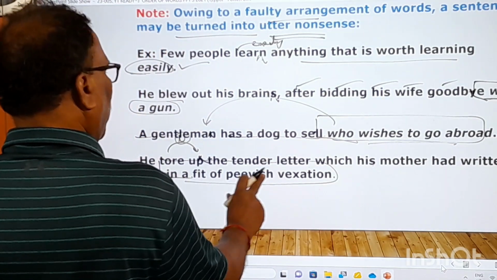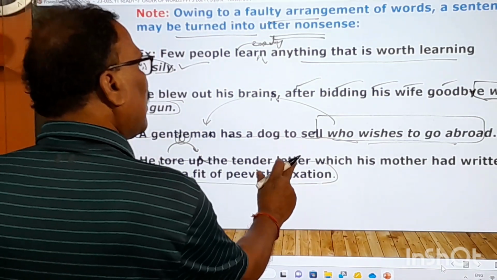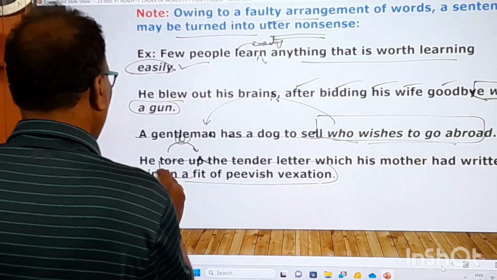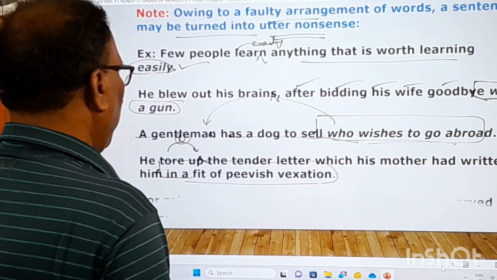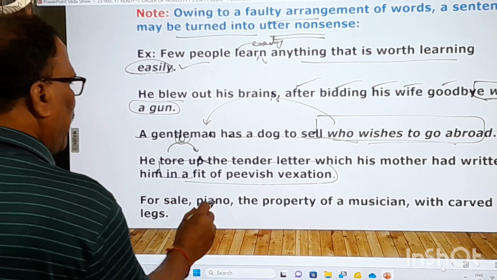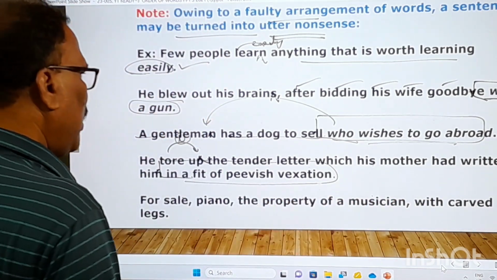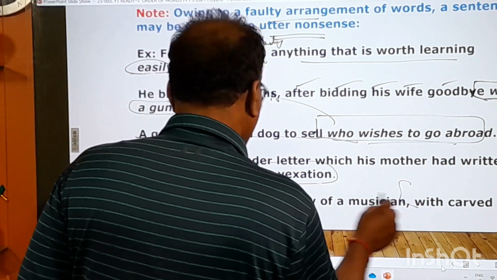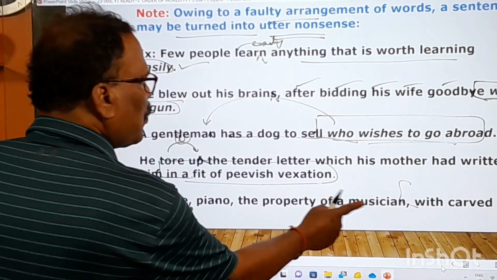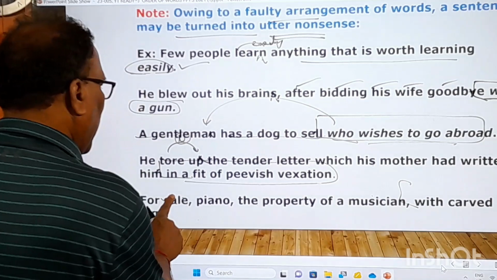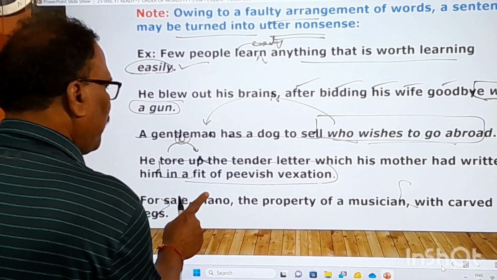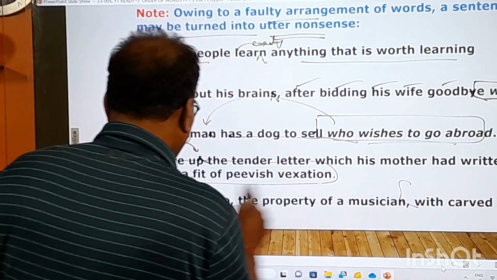He tore up in a fit of peevish anger the tender letter which his mother had written him. So in this way, that is supposed to be right. One more: for sale piano, the property of a musician with carved legs. So here you can see the carved legs are not supposed to be here. See, for sale piano, after piano only these words, with carved legs.